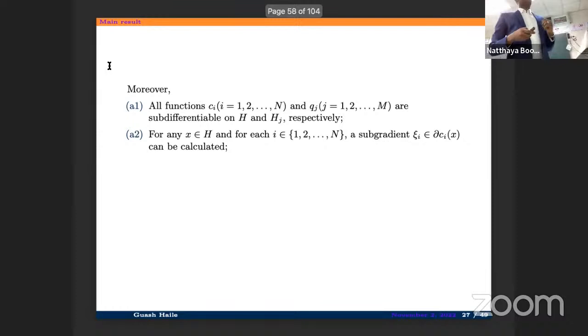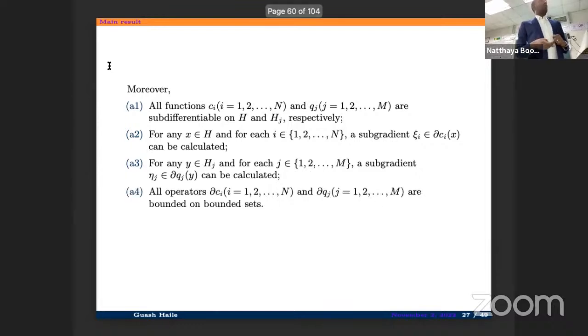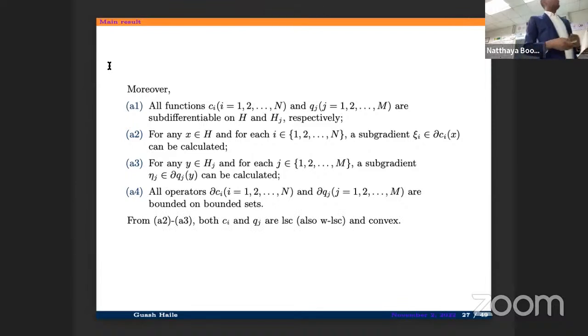And for any x in H, and for each i belonging to this set, a subgradient zi belonging to the subdifferential can be calculated. Similarly, for the second set, for any y in Hj, and for each j belonging to this set, a subgradient can be easily calculated, and all operators of the subdifferentials are bounded on bounded sets. And from assumptions (L2) and (L3), Ci and Qj are lower semi-continuous, weakly lower semi-continuous and convex functions.